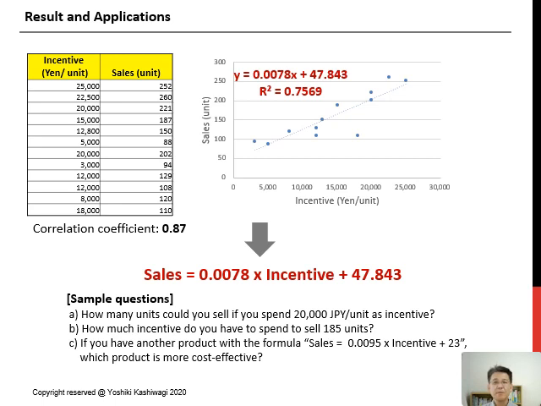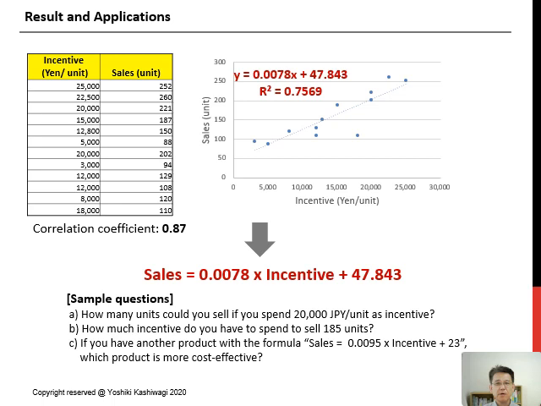And if you look at R-squared, this is 0.76 or something. That is quite high, simply because the original data plot is close to the straight line, but not perfect. If all the scatter plots are on the straight line, R-squared is 1. But 0.75 means the original data is not that far from the straight line, so you can rely on this formula.